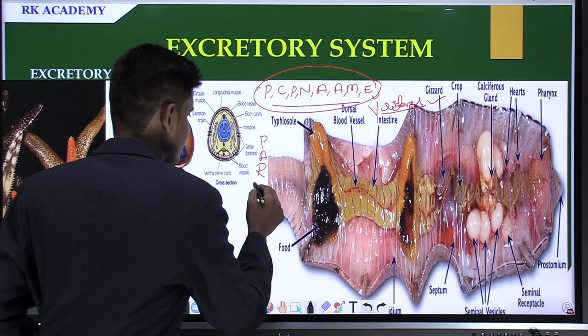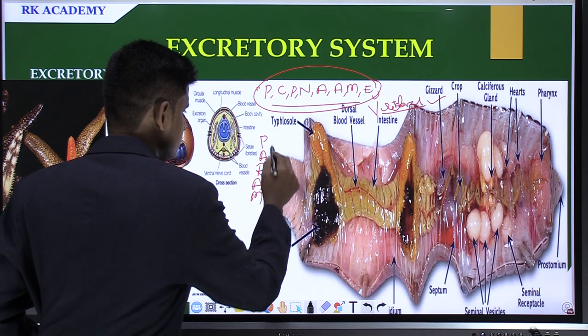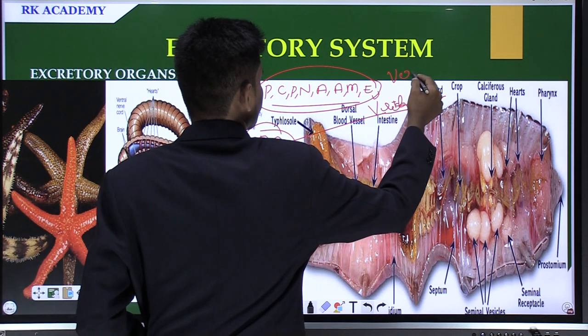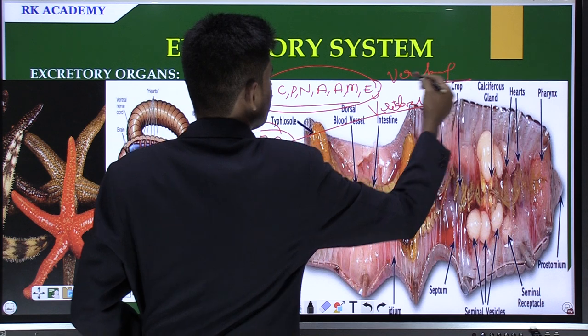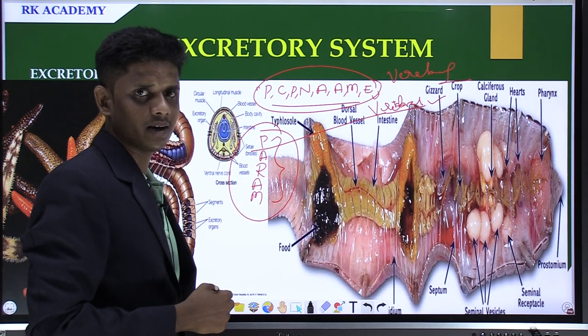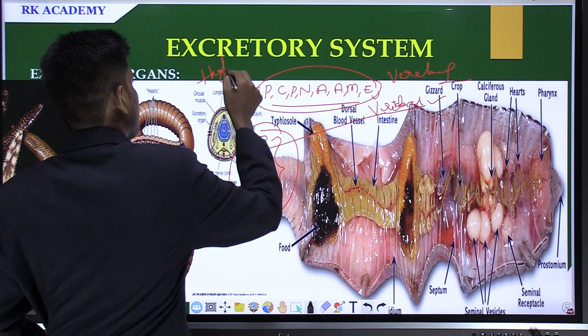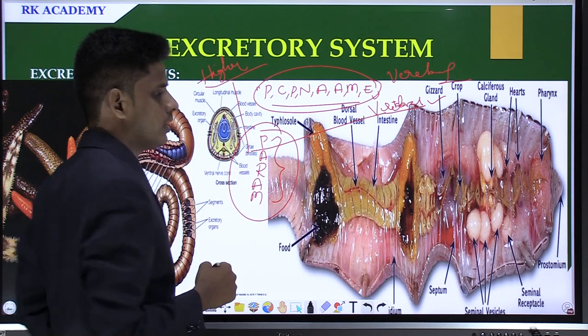Pisces, amphibians, reptiles, and apes and mammals. These are also the organisms which have the vertebral column. Those organisms which have the vertebral column are called vertebrates. And these are also called the higher organisms, higher animals or developed animals.